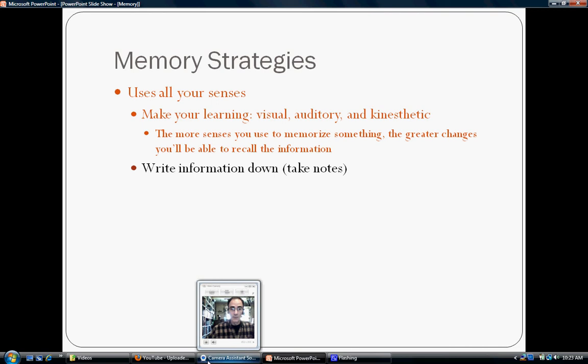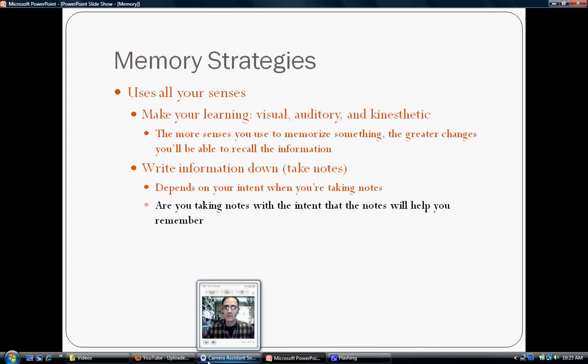Another memory strategy is quite simply to write information down, otherwise take notes. But you got to be careful here because this one has a double-edged sword to it. It depends on the intent in which you're taking notes. If you take notes with the intent that the notes are going to help you remember, then those notes will help you remember. But if you're taking notes so that you won't have to remember, then those notes will actually hurt your memory.